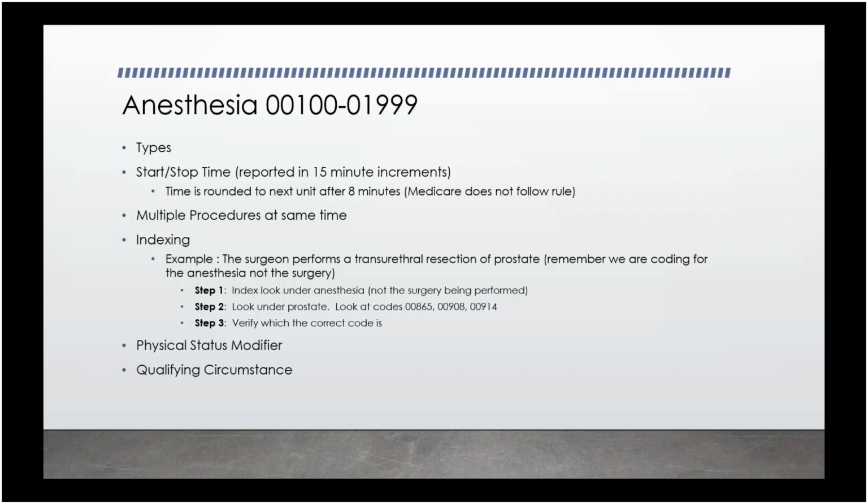The first thing you want to look at anesthesia, again, these are going to be reported by the anesthesiologist. They're not reported by the doctor. They're reported by the anesthesiologist. We have our types. We have our start-stop time. So our types of anesthesia, we have general, we have peripheral blocks, we have spinal, epidural, local, our patient-controlled pain medicine. Then we have our start-stop time.